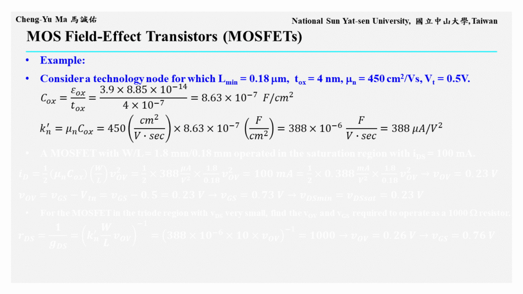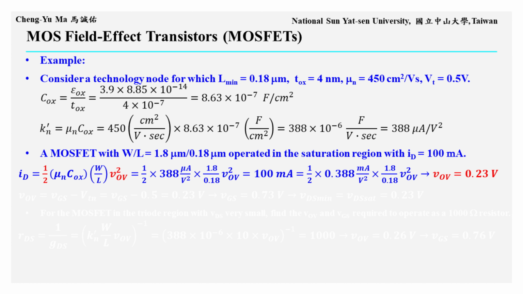This gives C oxide equal to 8.63 times 10 to the negative 7 farads per square centimeter. Then Kn prime equals mu n times C oxide, which is about 388 microamps per volt squared. Now consider a MOSFET with W over L equal to 1.8 micrometers over 0.18 micrometers, operating in saturation with ID equal to 100 microamps. Using the saturation current equation, 100 microamps equals 1/2 times 0.388 milliamps per volt squared times 1.8 over 0.18 times VOV squared.